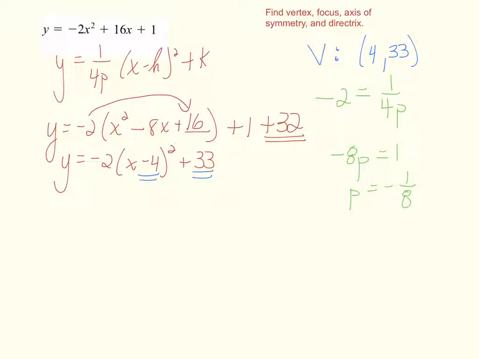Now this parabola opens down, so I'm going to say that this parabola is going to look something like this, with a focus here, a directrix here, axis of symmetry. So my vertex is right here and my focus is there, and it's negative 1/8. So I'm going to say that my focus is going to be at 4, and then 33 plus negative 1/8.